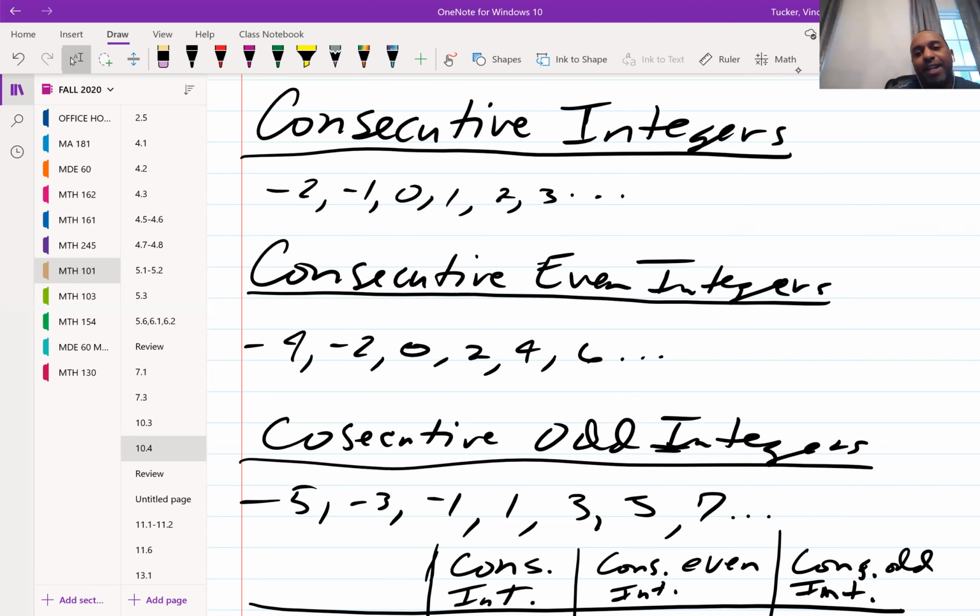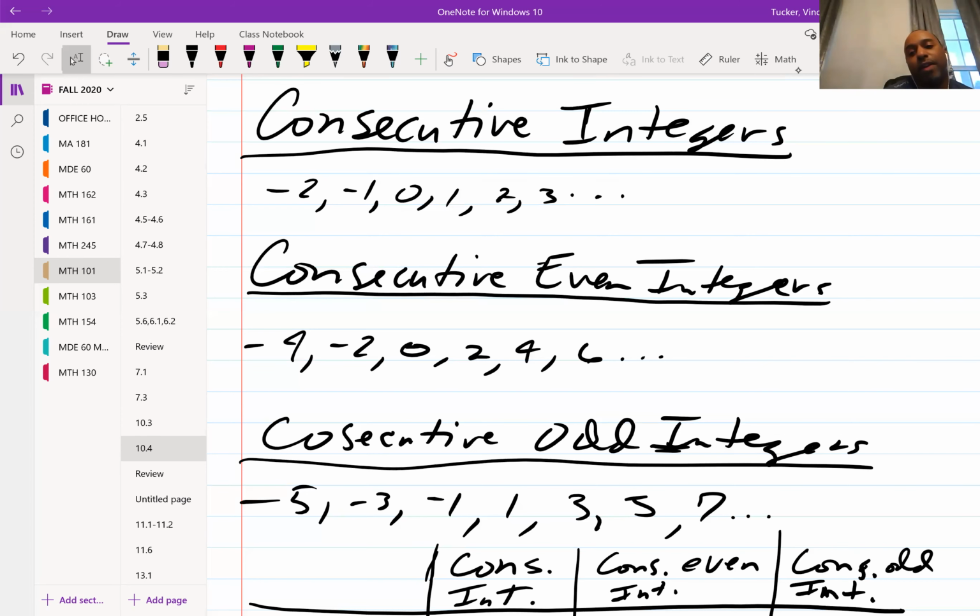Now, if you're talking about consecutive even integers: 2, 4, 6, 8, 10, negative 2, negative 4, negative 10, negative 12. So you're talking about even numbers that are back to back. Once again, we're talking about integers, so no decimals, no fractions.